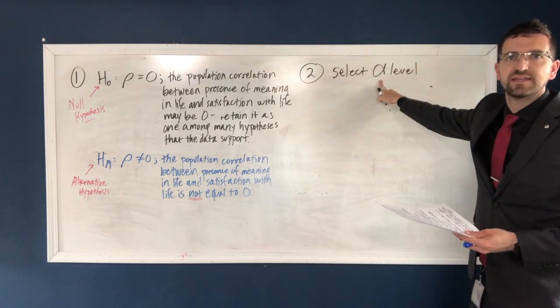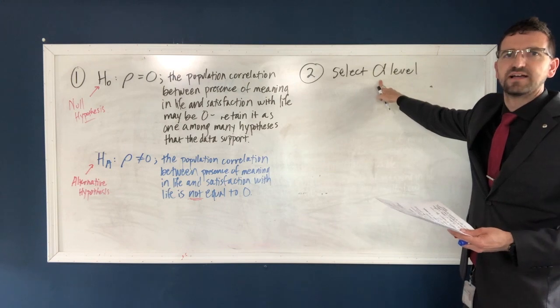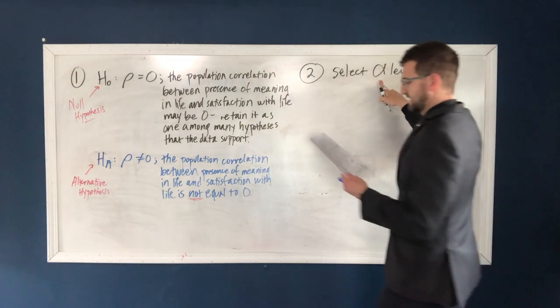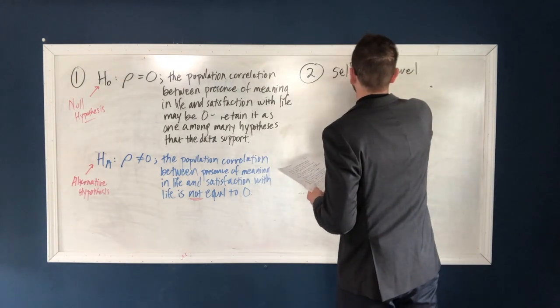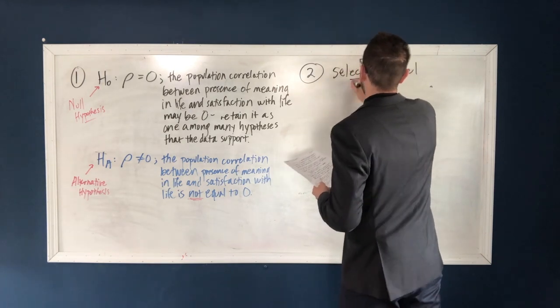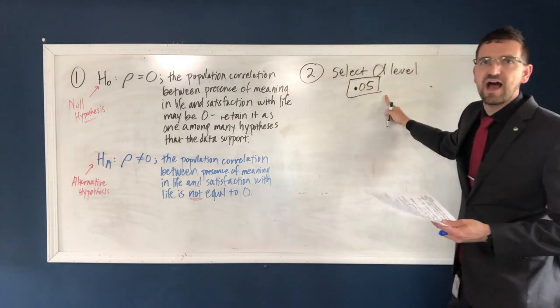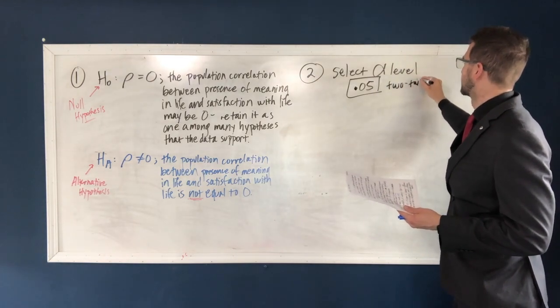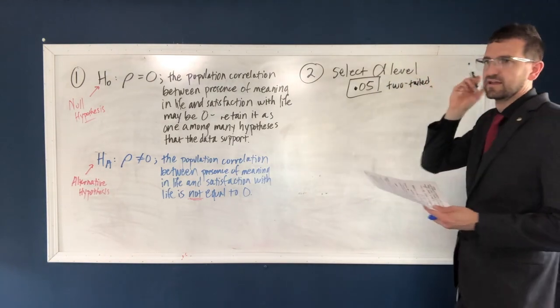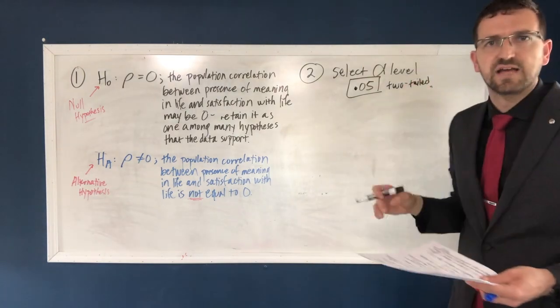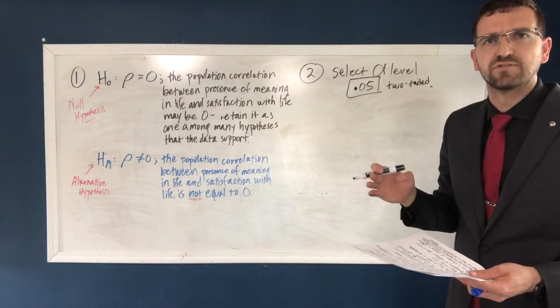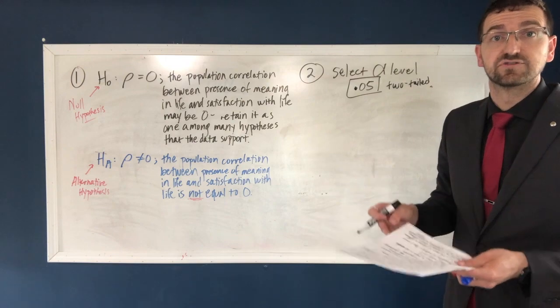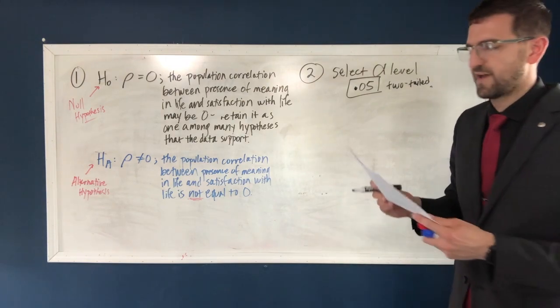So the next step is we're going to select the alpha level. Well, this is easy because it's a given. For this class, it's always going to be alpha 0.05, two-tailed. And I'll talk about this more when I show you how to use the t-distribution to find the t-critical value.